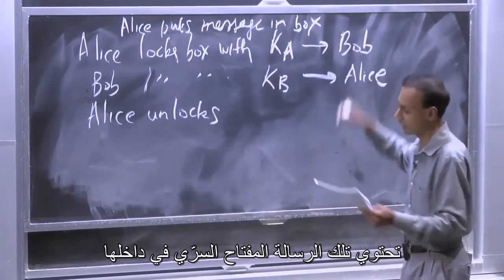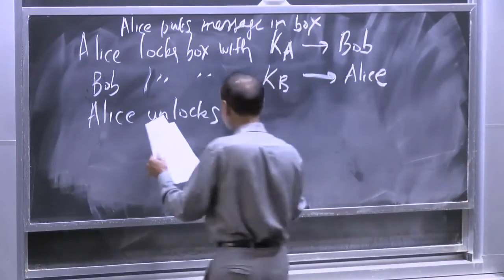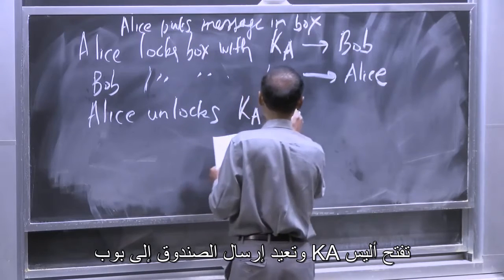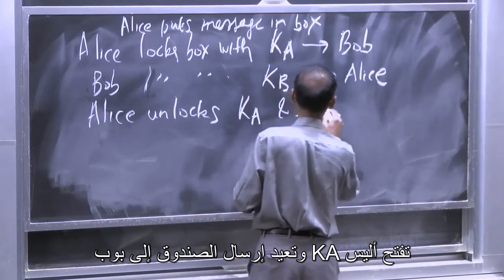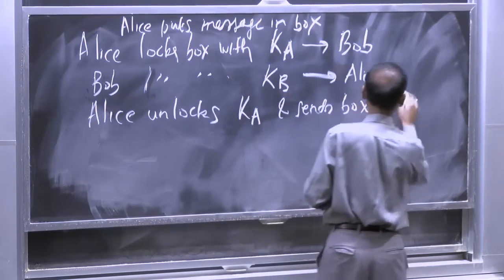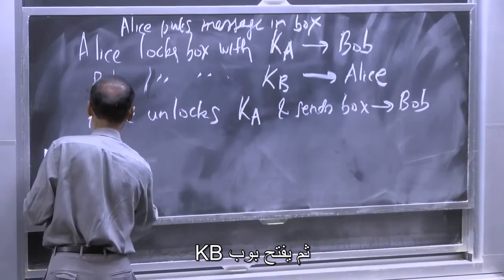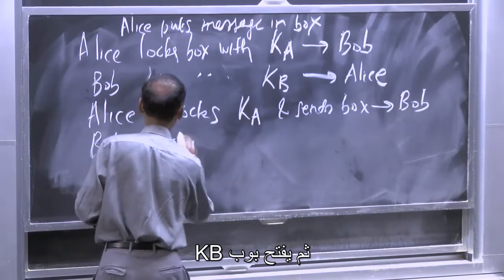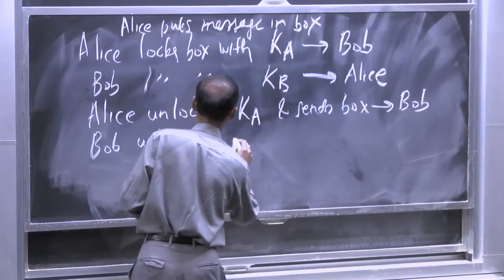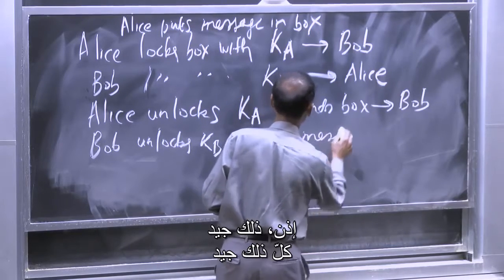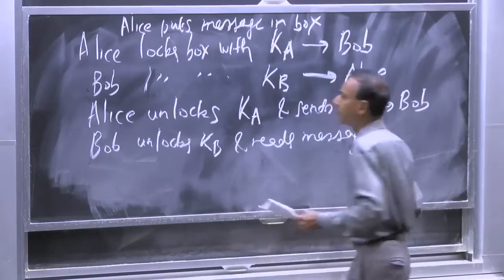And that message has the secret key inside of it. Alice unlocks KA and sends a box to Bob. And then Bob unlocks KB and reads the message. Right, so that's all good.